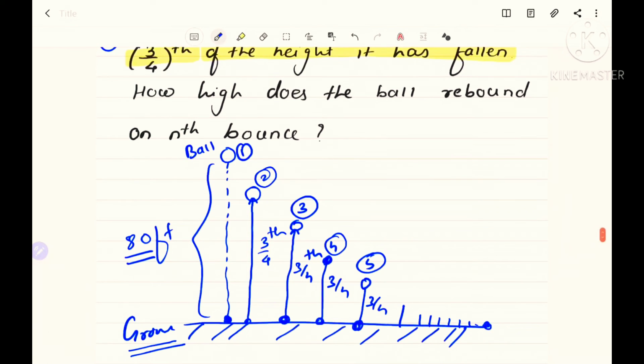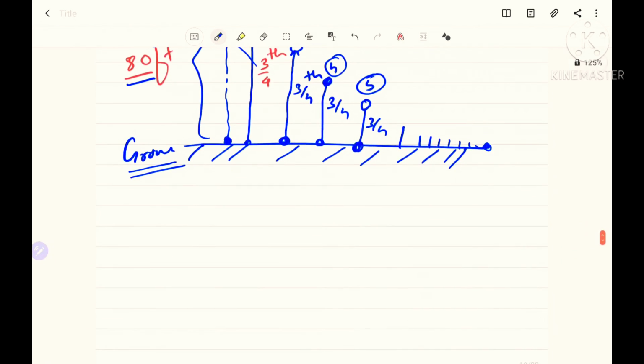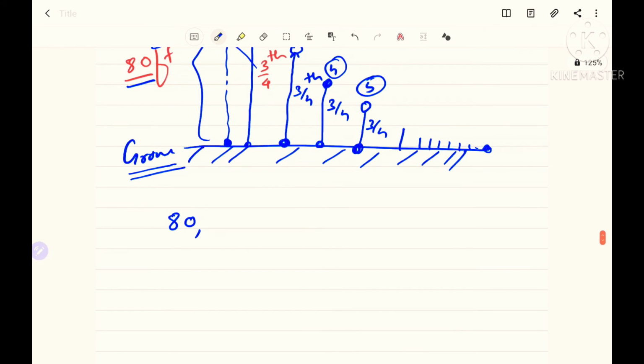So initially the height was 80 feet. Please observe. After this first bounce, the ball is reaching only 3/4 of that 80. Try to understand the meaning of this sentence. What is 3/4 of 80? If it starts with 80, I am asking you what is 3/4 of 80, right? So let's try to calculate 3/4 of 80.